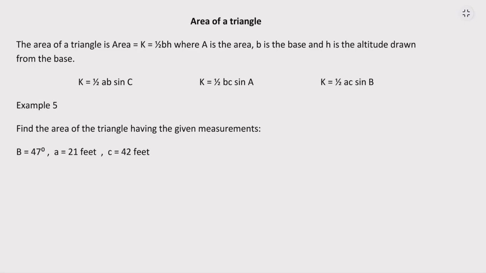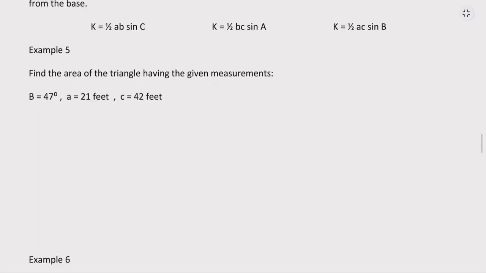So we can put these in terms of sine and say K is equal to 1/2 AB sine of C, or K is equal to 1/2 BC sine of A, or K is equal to 1/2 AC sine of B. So these are just another way of doing the same thing, especially if you don't have the altitude drawn, so you don't have a right triangle that you can work with, or the height. All you have is angles and sides.